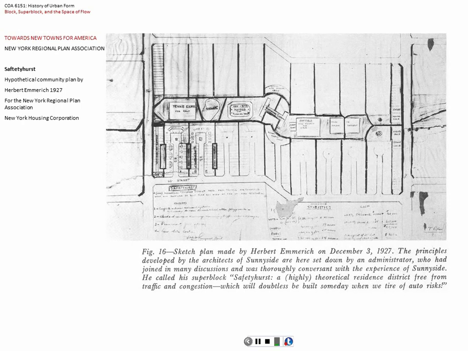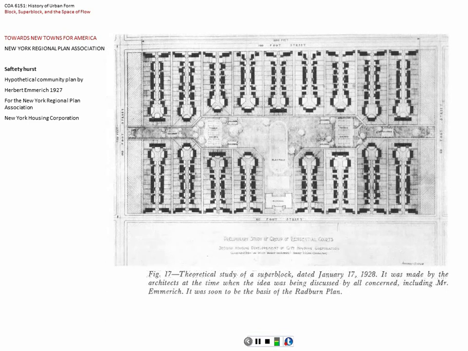I love these names, Safetyhurst. Names reveal a lot about intentions, I think, and tell us something about the intrinsic nature of the thing itself. Although he had joined in many of the discussions, was thoroughly conversant with the experience of Sunnyside, he called his superblock Safetyhurst, a highly theoretical residence district free from traffic and congestion, which will doubtless be built someday when we tire of auto risks. Well, he turned it over, of course, to Stein and Wright, and the architects got a hold of it and kind of cleaned it up, and it came out looking like this.